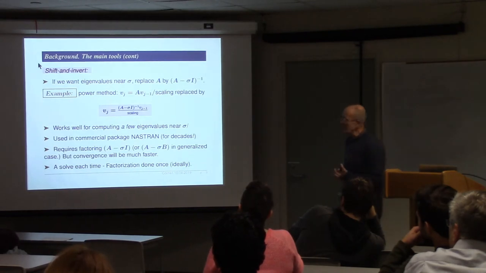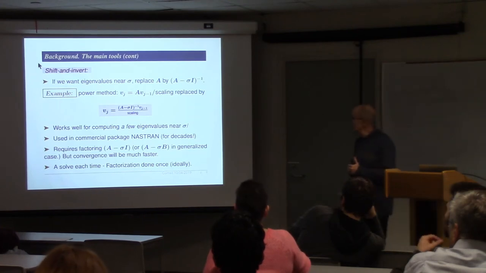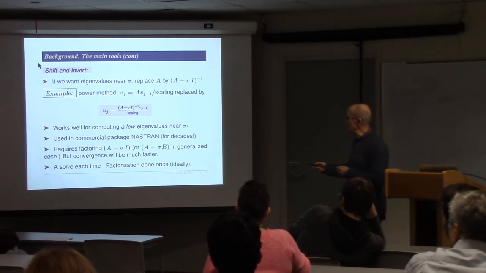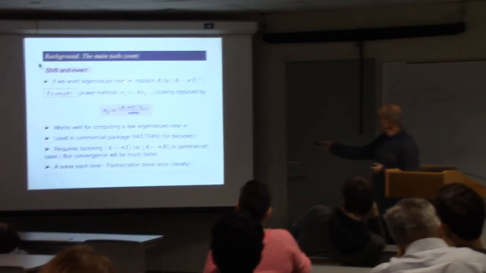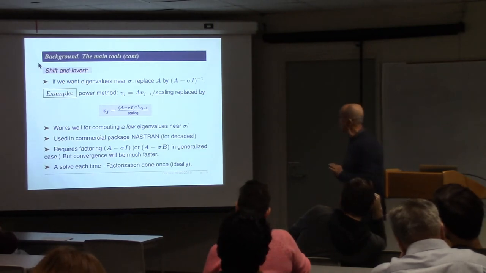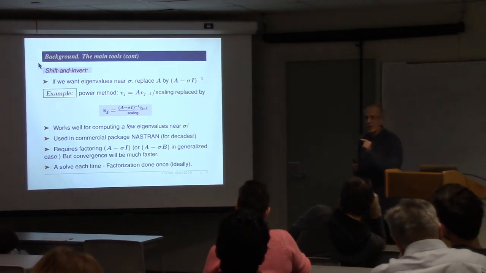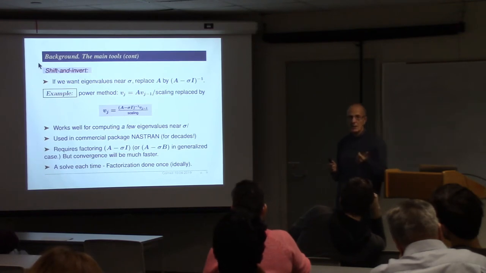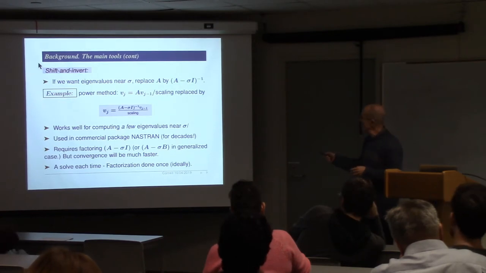So, continuing with the tools, you have shift and invert, which is another trick that's used in a lot of codes. What you do is, if you look at eigenvalues near sigma, some number, then you replace A by (A minus sigma I) inverse. The reason being that we know that these methods that I just talked about, the power or the subspace iteration methods, will give you better approximations because the eigenvalues are much better separated.